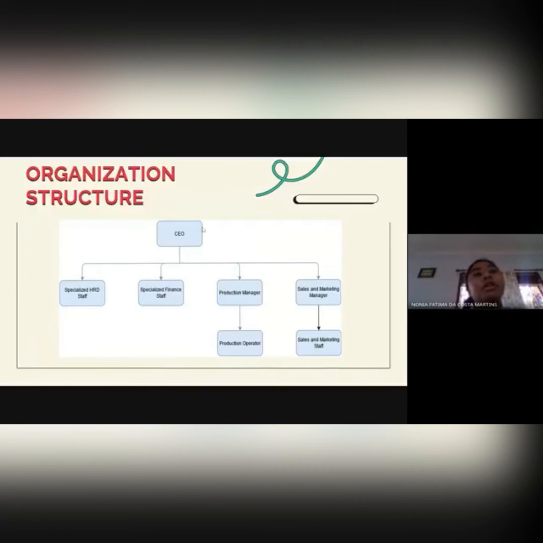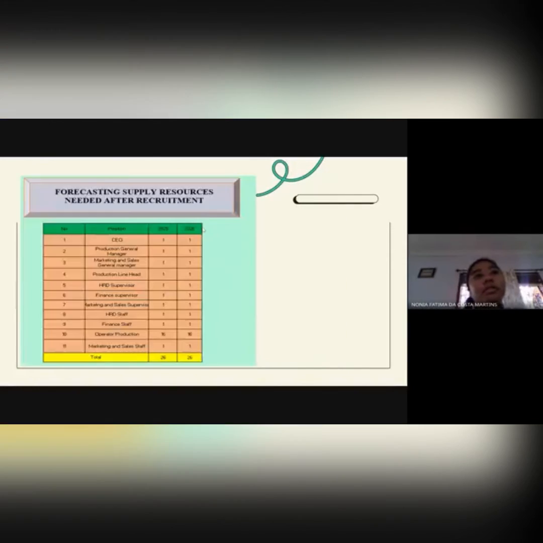So this is the organization structure before the requirement. So these are the forecasting of supply resource needed after the requirement. The total for years 2025 and 2026 is 26.